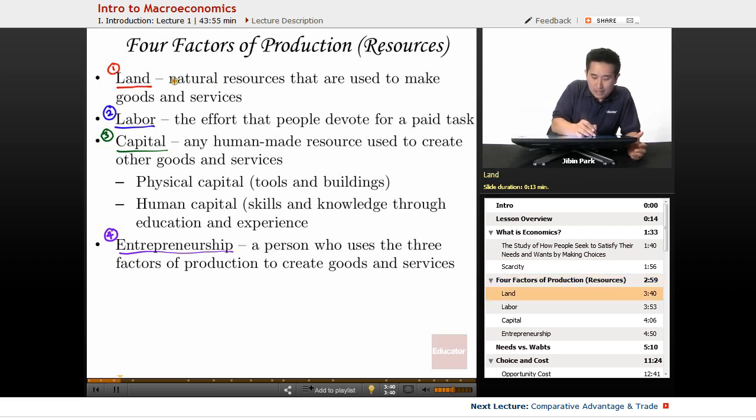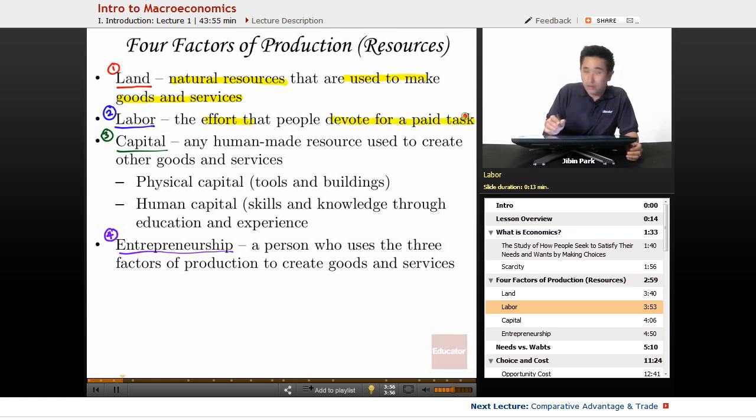So land, what is land? It's natural resources that are used to make goods and services. These are God-given resources that just exist that people use in order to create output. Labor is the effort that people devote for a paid task. So labor means that you're utilizing individuals in the pursuit of creating an output. And then capital would be any human-made resources used to create other goods and services.